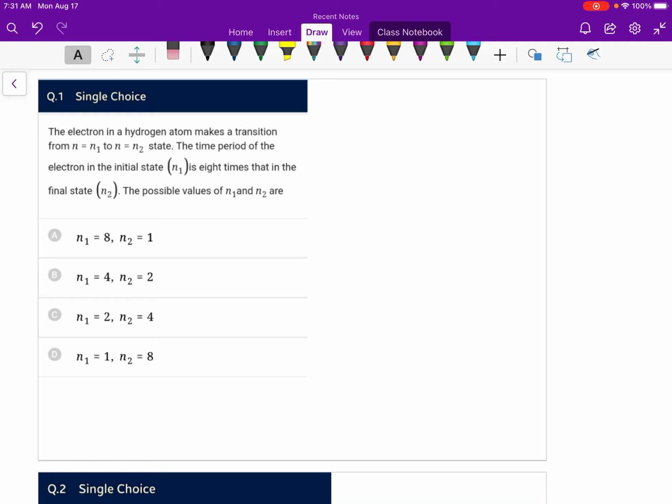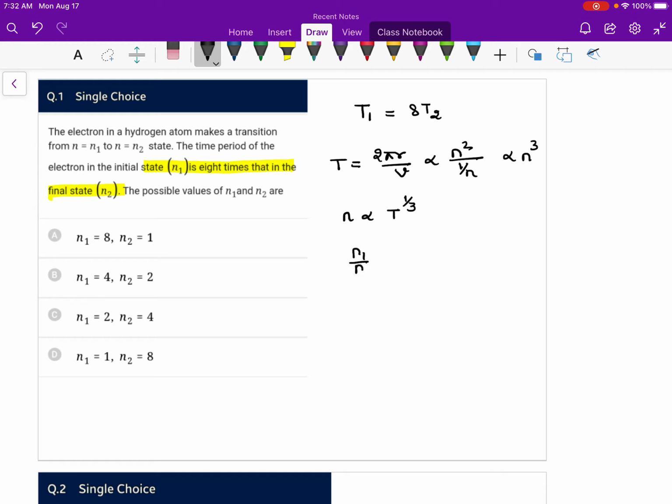The electron in a hydrogen atom makes transition from n1 to n2. Time period of electron in n1 is 8 times that in final state. So time period in n1 is 8 times that in n2. So T1 is 8 times T2. Now time period is 2 pi r by v. r is proportional to n square and v is proportional to 1 upon n. So proportional to n cube. Okay, so n is proportional to t to the power 1 by 3. That means n1 upon n2 is 8 to the power 1 by 3, which is 2. So n1 is twice of n2.